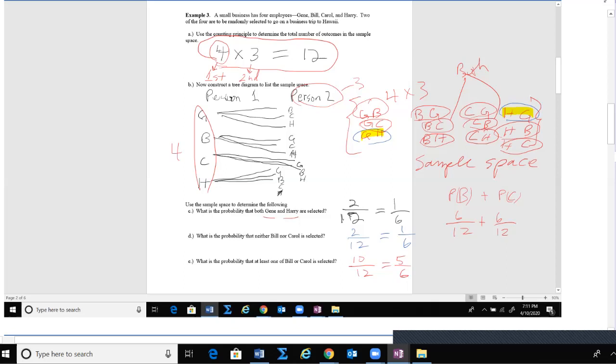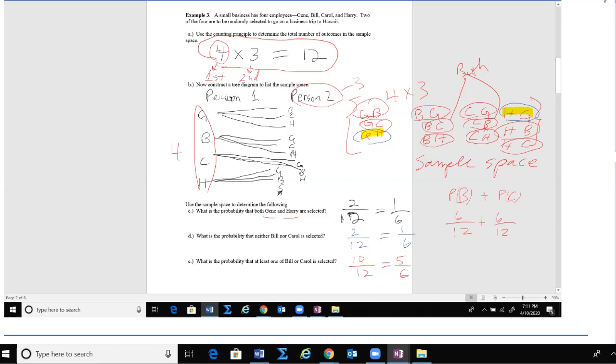But you know that's not possible because there are other things that might have happened. If it's 1, that means for sure it's going to be Bill or Carol. What about Gene and Harry? Where do they come in? It's not a sure thing that Bill or Carol, one or the other, gets picked. It is still possible that Harry and Gene get picked. In fact, you can see there are 2 ways that can happen.